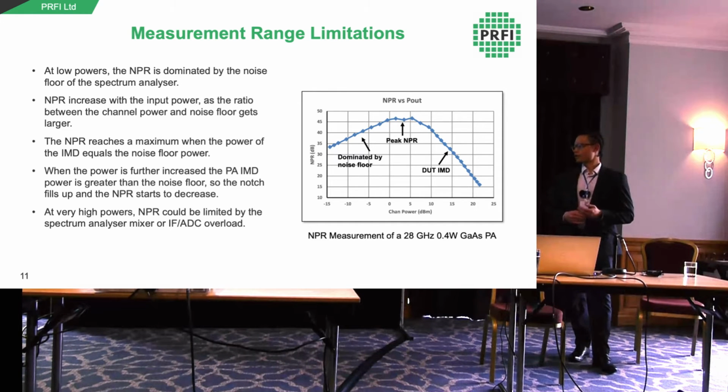On the high end, the noise power ratio could end up being limited by nonlinearities in the mixer in the spectrum analyzer, so generation of intermodulation products in there, which you can combat by adjusting the reference level and attenuation to their optimum levels. Or you can have overload of the ADC or the IF path inside the spectrum analyzer, which is what limited our measurements.